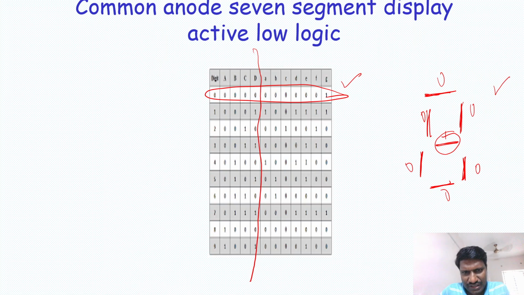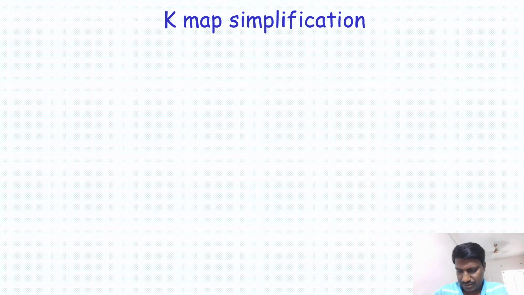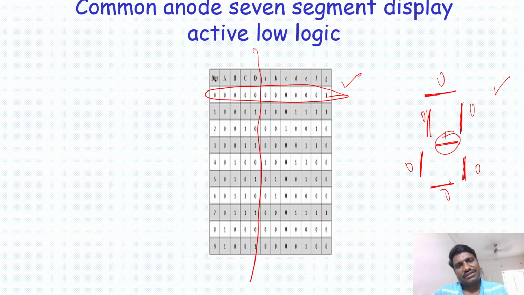For this, you write the expressions for a, b, c, d, e, f, g, then use K-map, find the solutions, and from that solution realize the circuit. That itself is the BCD to 7 segment display decoder for the common anode method. Is that fine? Okay.